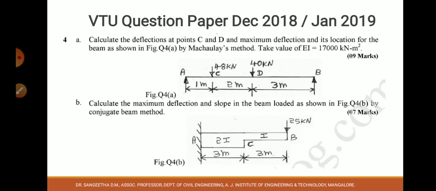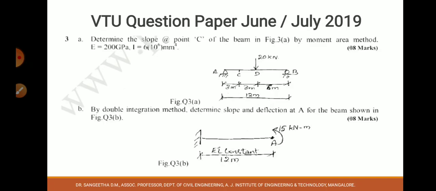The boundary conditions for this will be at x is equal to 0, y is 0, and at x is equal to 6 meter, y is 0. You can take a section between D and B and the distance from A to the section is x. You can solve this. Second question is related to conjugate beam method, which we will be discussing in the next videos. This is a moment area method, which we will be discussing in the next videos.